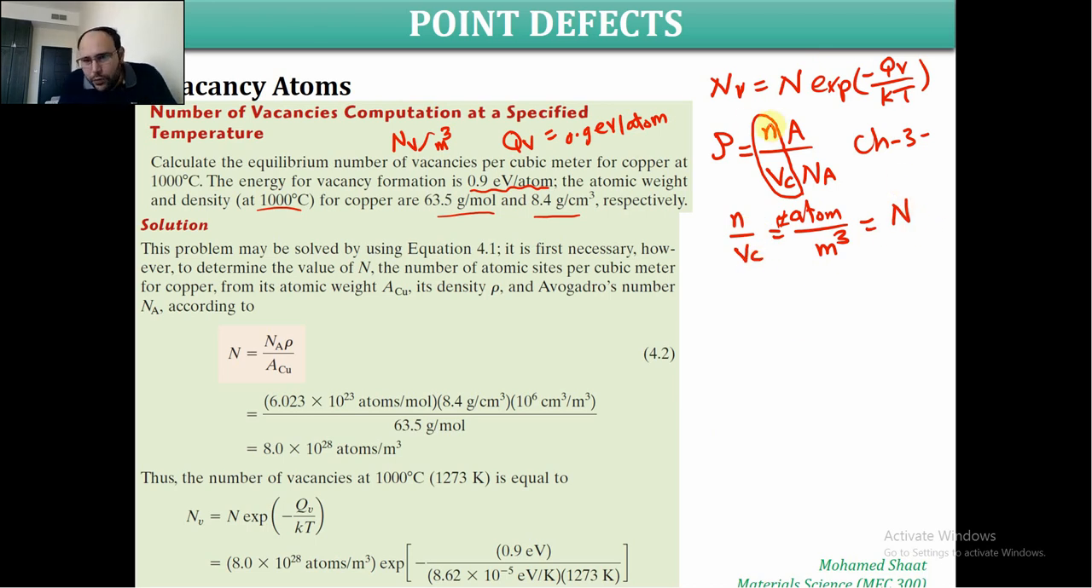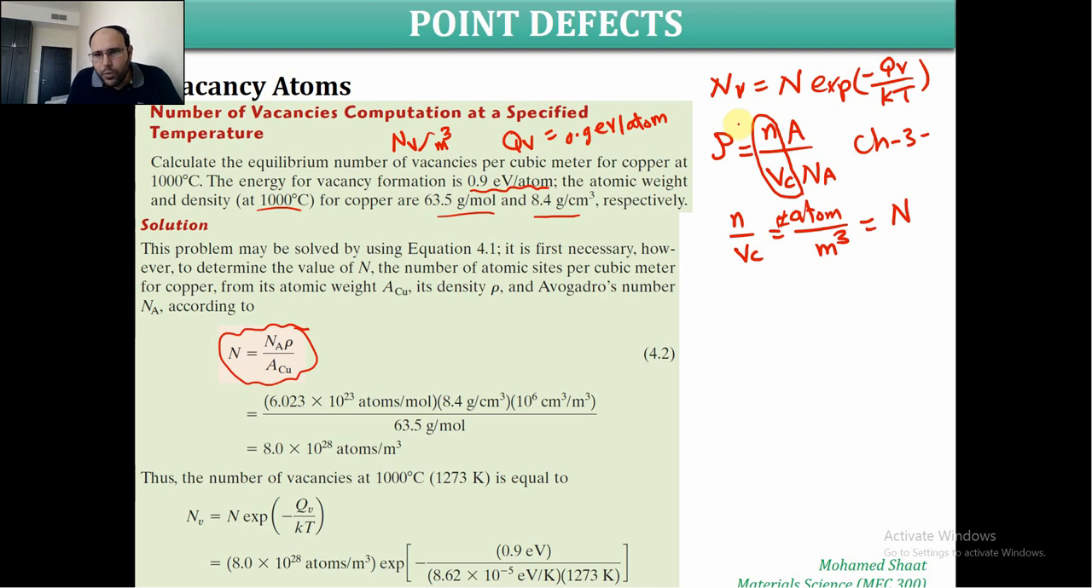So simply, we can isolate this term N over V, substitute for this N over V as N uppercase, move it to the other side and divide by rho, and you're going to end up with this expression: N equals rho times NA over A. This is what we derived and discussed before in chapter 3.